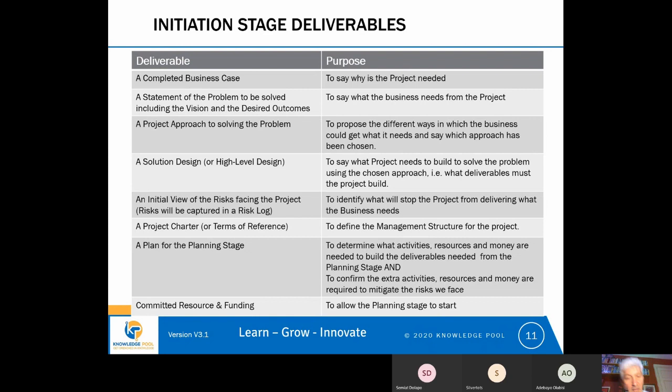So when we've got our list of initial deliverables, we know what it is the project's going to do and how it's going to do it. We can look at that approach. We can look at how we're solving the problem. We can look at what deliverables we're building, and we can say, well, what are the risks? If we're going about solving the problem in this way, what sorts of risks are going to come and affect the project?